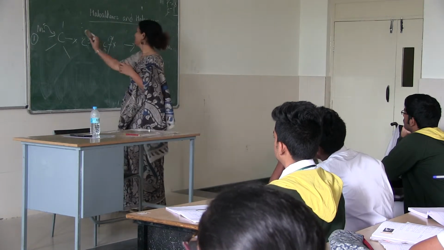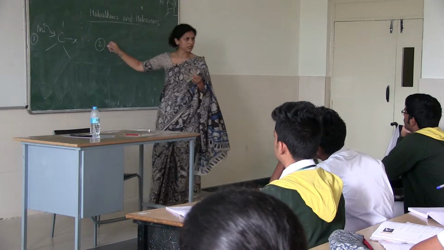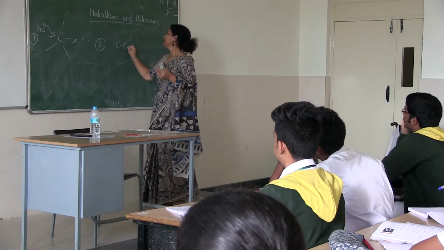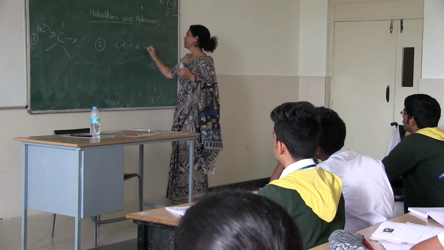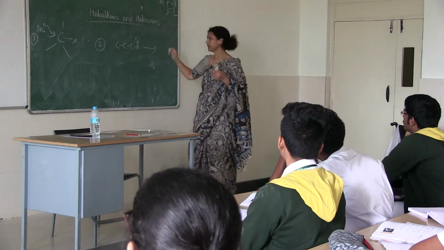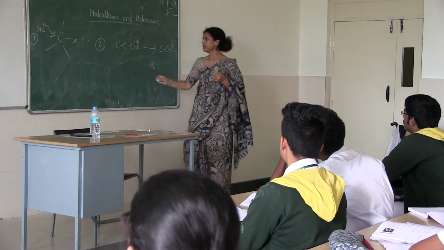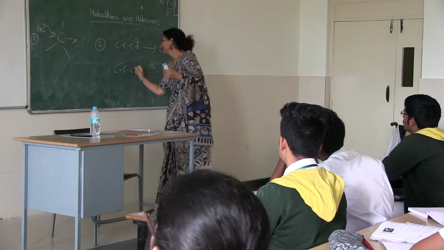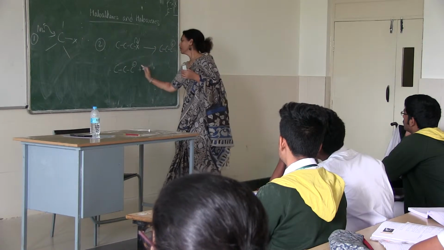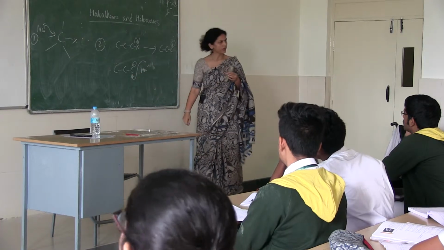What is the other possibility? That is the worst. Okay, the other possibility is carbocation is formed. So in the first step, this goes out, right? What do I get? A carbocation, right? In the second step, the nucleophile comes and attacks this one, right?